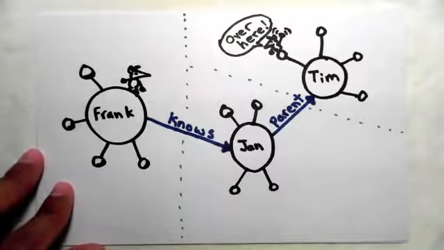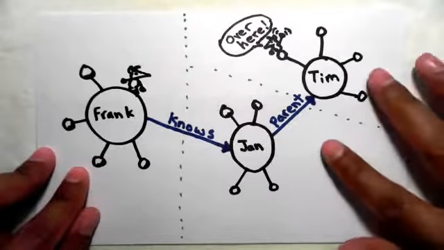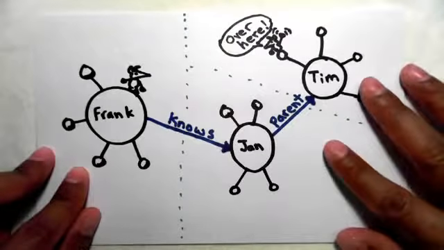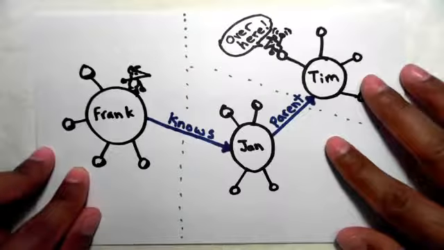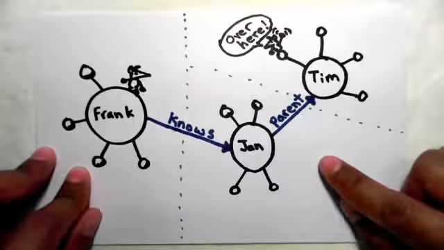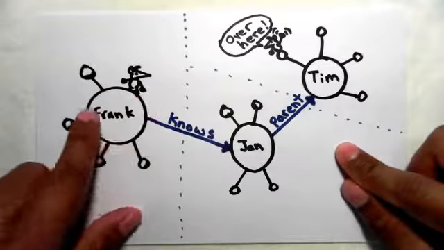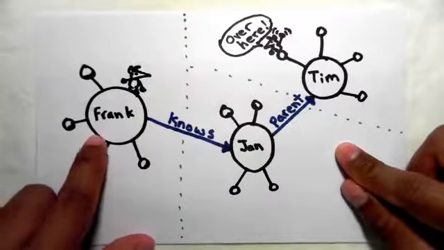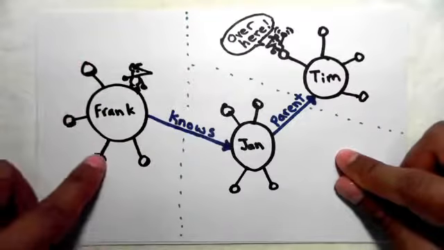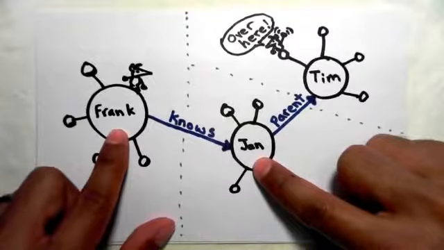Another way of representing this information is not necessarily an Excel spreadsheet, but this structure called a graph. Now, Google has their knowledge graph, and Facebook has their open graph, but at the most fundamental level, they're the same thing. It's a graph of information where each node is a subject, something that you're talking about, like Frank or Jan or Tim. Each subject has information hanging off of it, and each subject can also be related to one another.